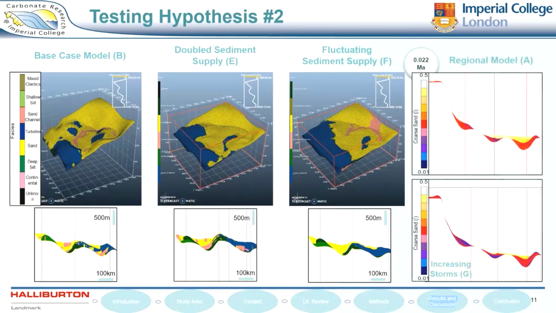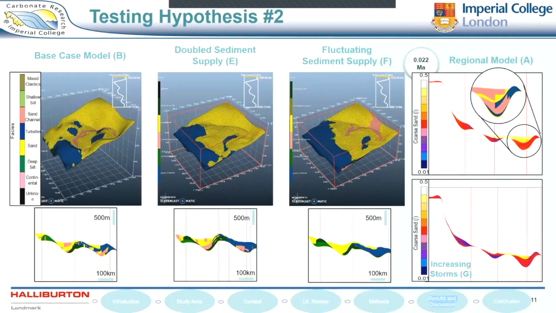So comparing the regional model at 22,000 years ago with model G, increasing the storms, we have an interesting development. We can see that you've got some point bar deposits towards the coastline, and then increasing remobilization of finer sediments, including mud, and then some coarser sand into Basin 4. When comparing the facies, you can see that you've got a high proportion of turbidites, and we would estimate these to be muddier.